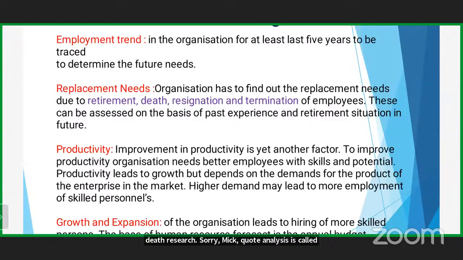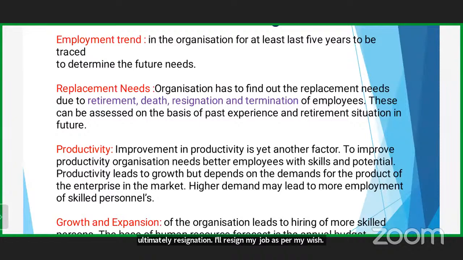Resignation: how many persons left the organization through a normal procedure, that is resignation. In 2017, how many people resigned from the organization, resigned their job? Then termination, just the opposite of resignation. How many people were terminated by the organization? Terminate means the organization sends them out. Why they were sent out, we will discuss in the future, in employee separation. Ultimately resignation is: I resign my job as per my wish, as per my opinion. Why, that I will discuss.